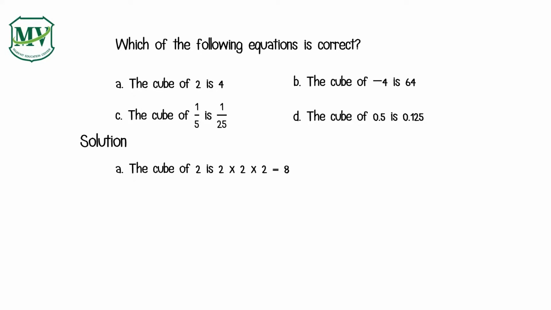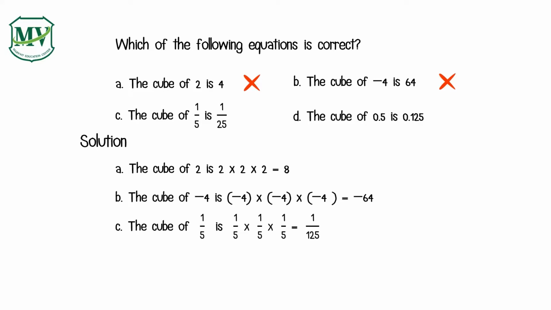Let's see the solution. In letter A, the cube of 2 is 2 times 2 times 2, which is equal to 8. So letter A is not a correct equation. In letter B, the cube of negative 4 is the quantity of negative 4 times the quantity of negative 4 times the quantity of negative 4, which is equal to negative 64. So letter B is not a correct equation also.